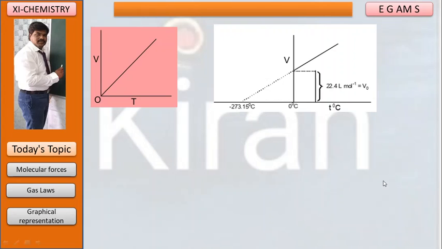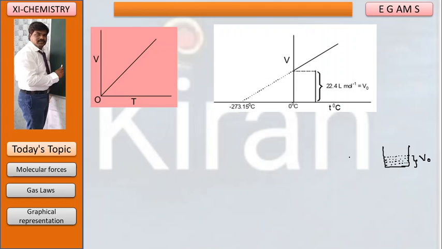So what I told you, my dear students, in the beginning introduction, we have taken one container or vessel. Each and every gas should have an initial volume. This initial volume we represent with V0. Each and every gas should have a volume.